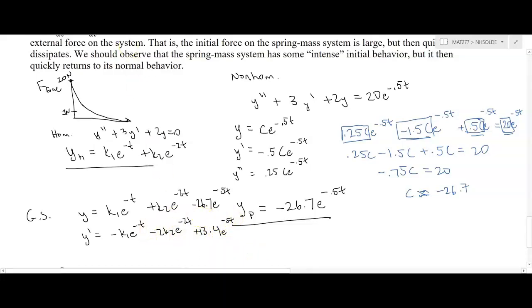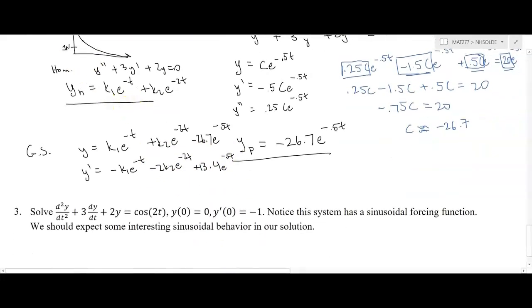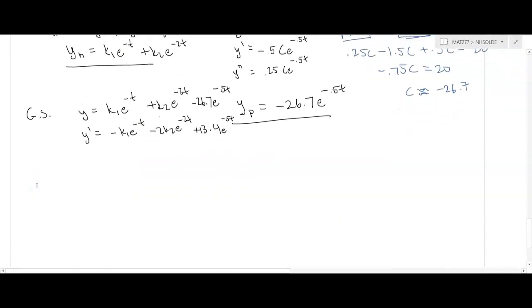So now I substituted my initial conditions, the same initial conditions as the last problem, just so that we can compare these and see how they behave differently. So this one's going to get 0, initial position, equals k1 plus k2 minus 26.7. So t is 0. And then initial velocity is negative 1 equals negative k1 minus 2k2. But now, when that's 0, we'll have plus 13.4.